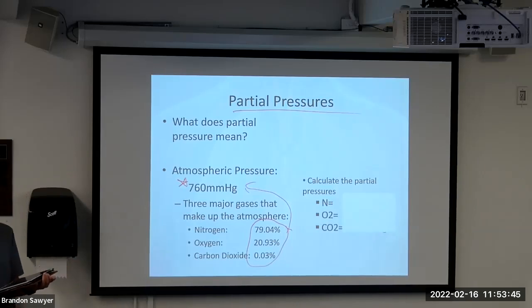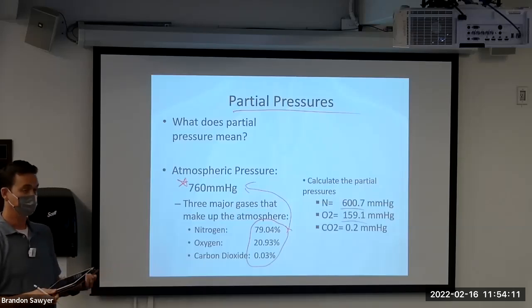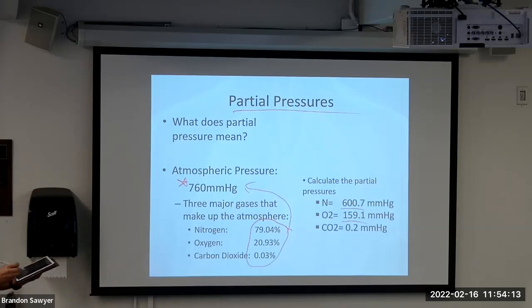That gives us, of the total air that's on top of our heads, which is what the atmospheric pressure is, X amount contributed by the oxygen in the air. If we take that 79% nitrogen of that total amount of weight on our head, 79% of it is from nitrogen. So we just do those calculations: 600 of that 760 is from nitrogen, about 159 is from oxygen, and about 0.2 is from CO2.